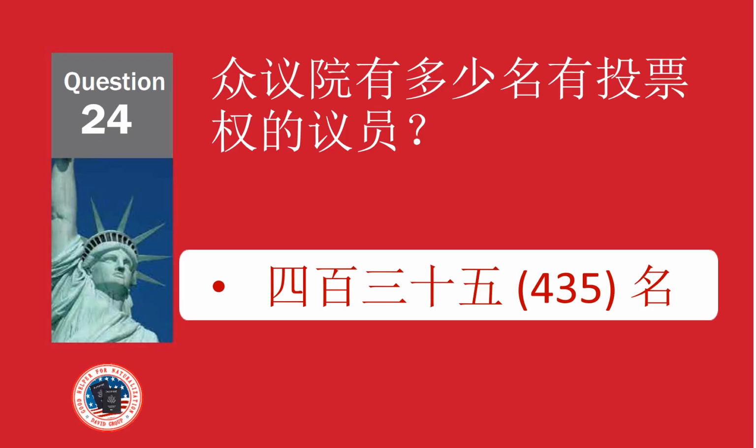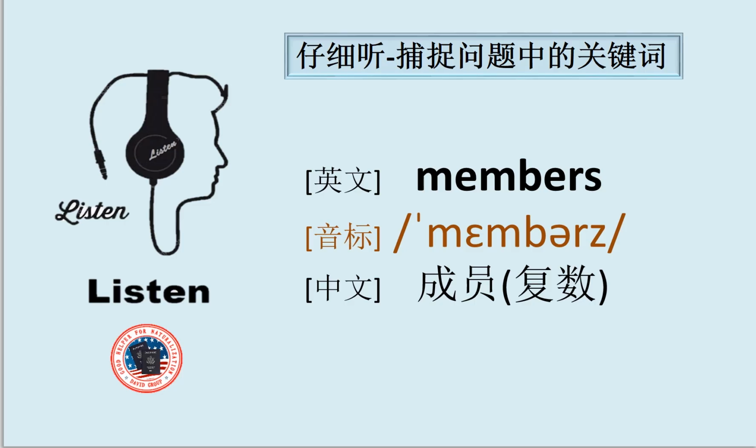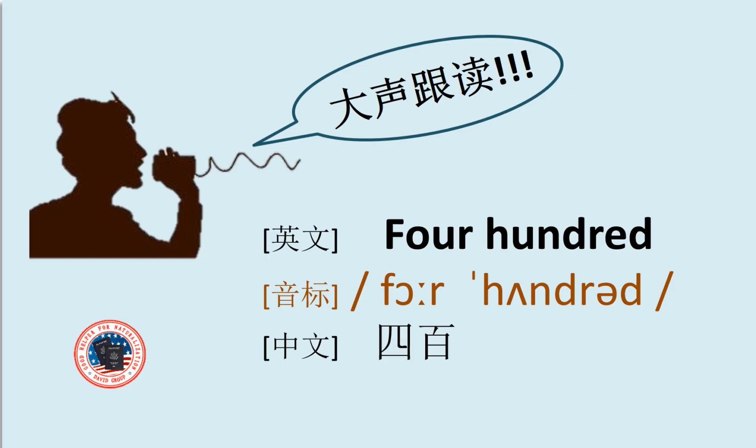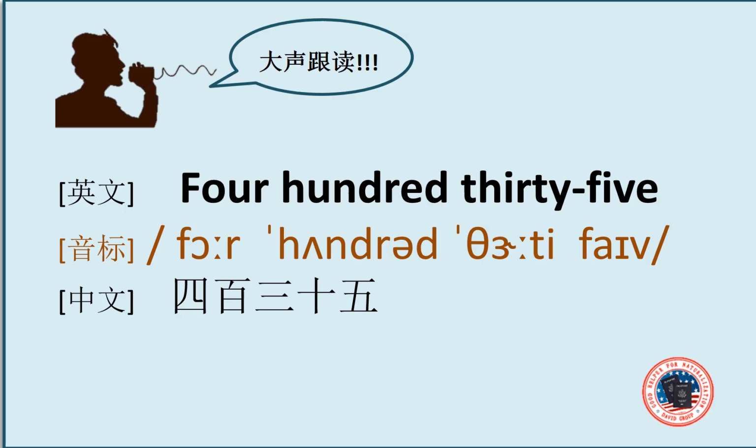众议院有多少名有投票权的议员？435名。Voting, members, 400, 35, 435.